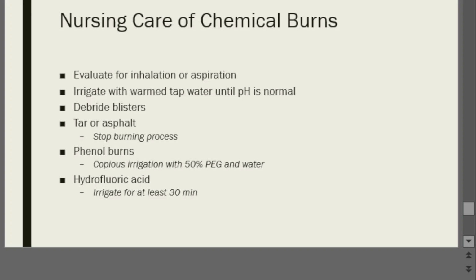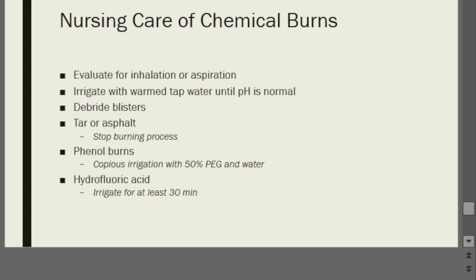We're going to debride any kind of blisters and determine the type of chemical. So tar or asphalt, remember that's an alkali. We're going to stop the burning process, and then we're going to cool with water, and then we're going to remove that with petroleum jelly.